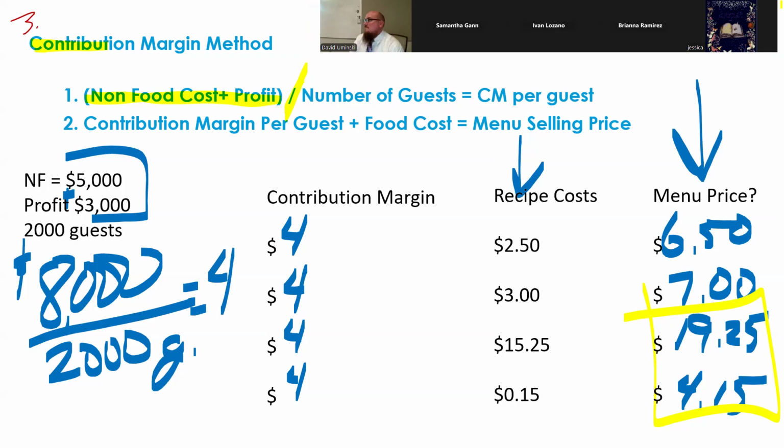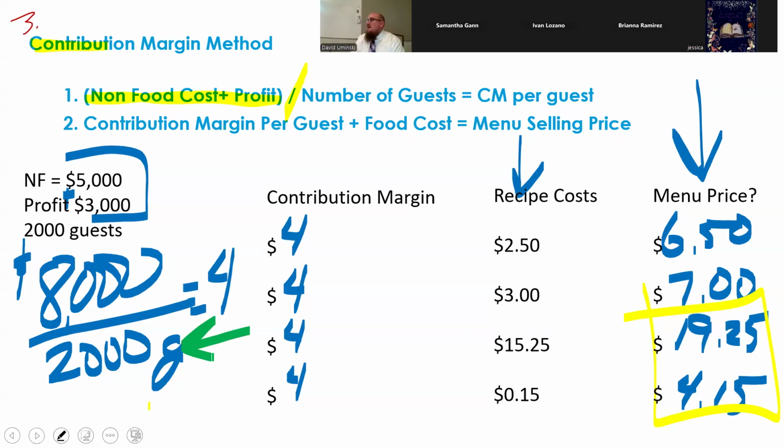You get a static profit. So we get that static contribution margin, right? But that number, this $4, is based on what? Having 2,000 guests. Can we guarantee we're going to have 2,000 guests? So what happens when we only have 1,000 guests? That's $8. But are we just going to go in and change our menu pricing?